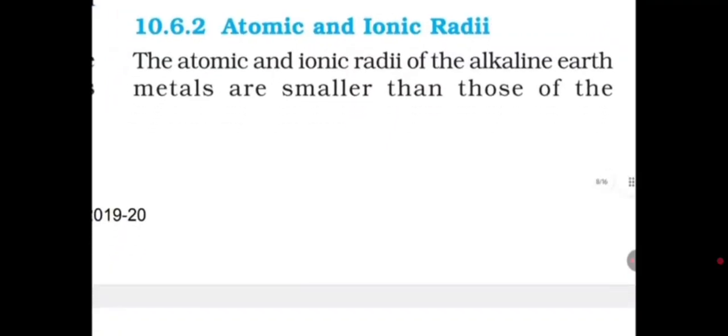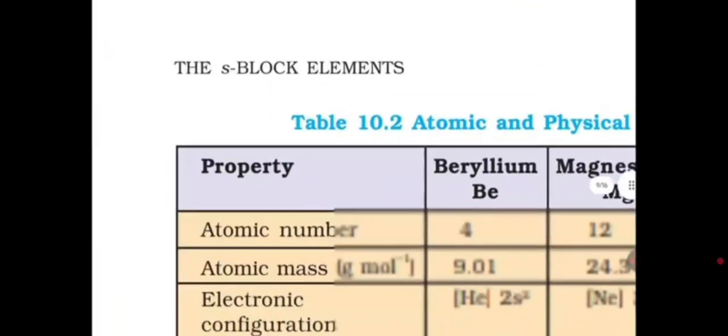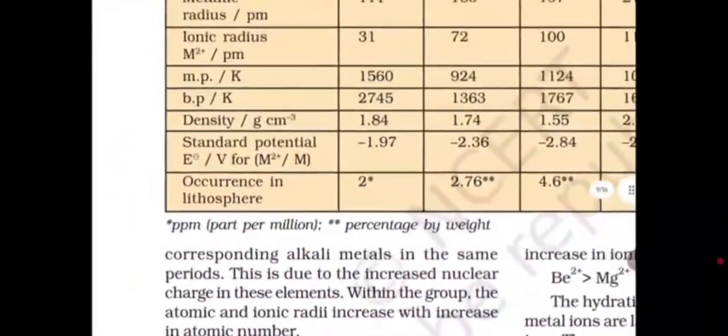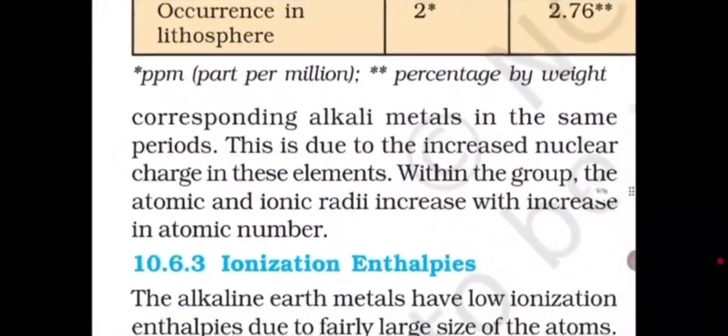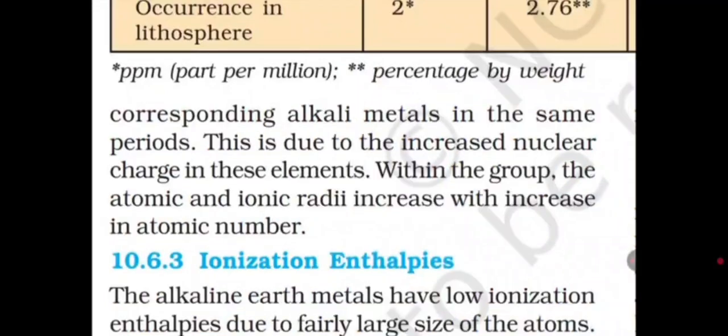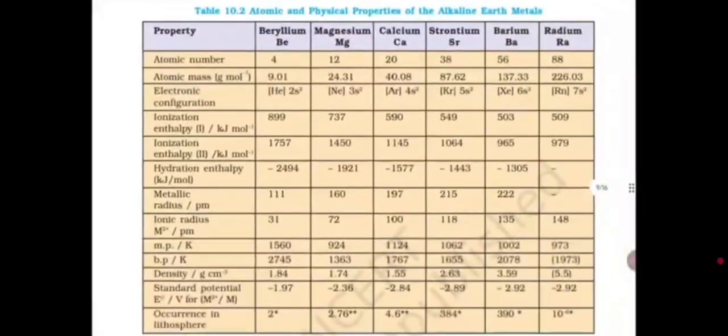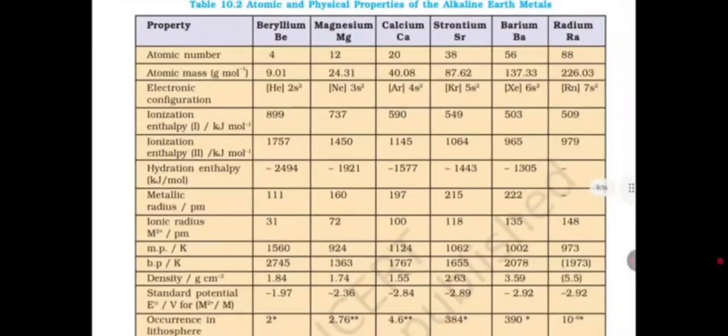Next topic is atomic and ionic radii. The atomic and ionic radii of the alkaline earth metals are smaller than those of the corresponding alkali metals in the same periods. This is due to the increased nuclear charge in these elements. Within the group, the atomic and ionic radii increase with increase in atomic number. Now, we have a table which represents the atomic and physical properties of the alkaline earth metals.